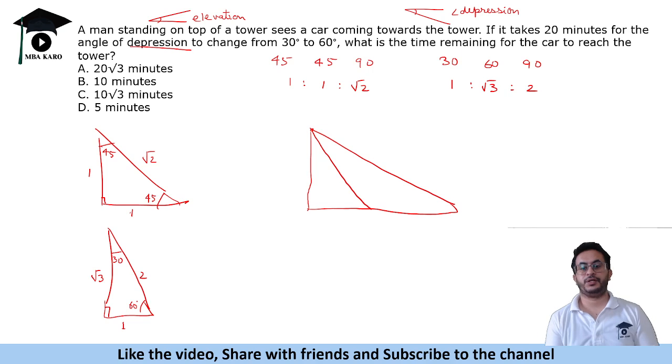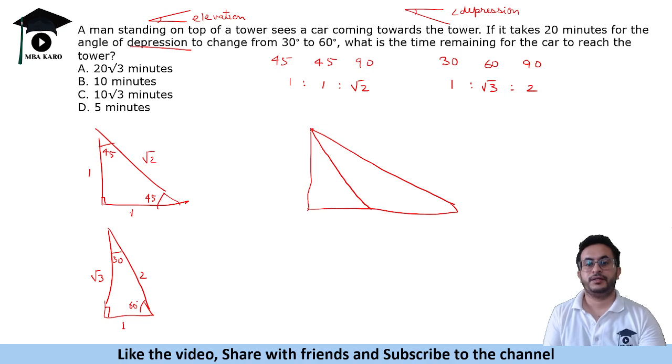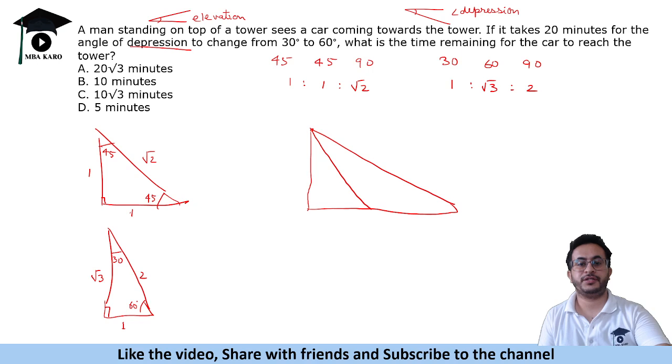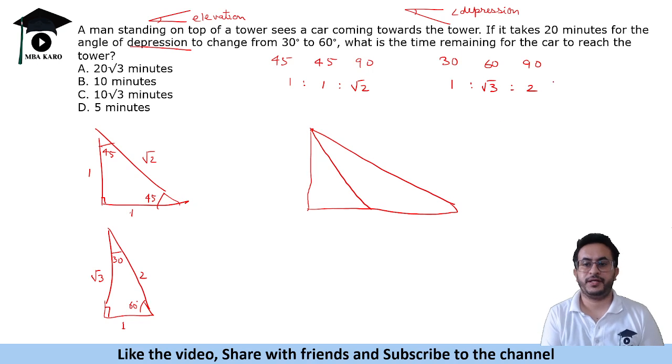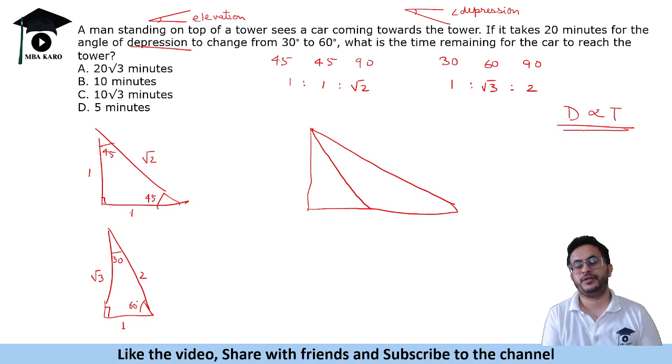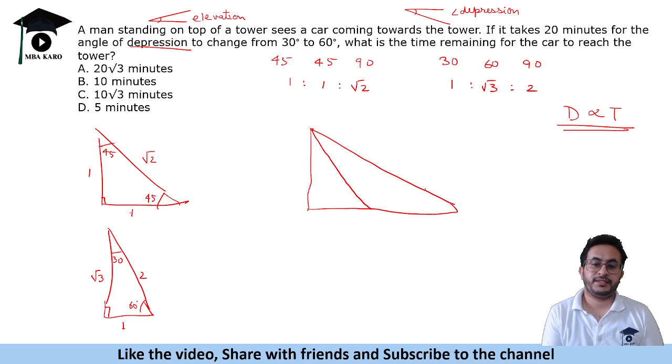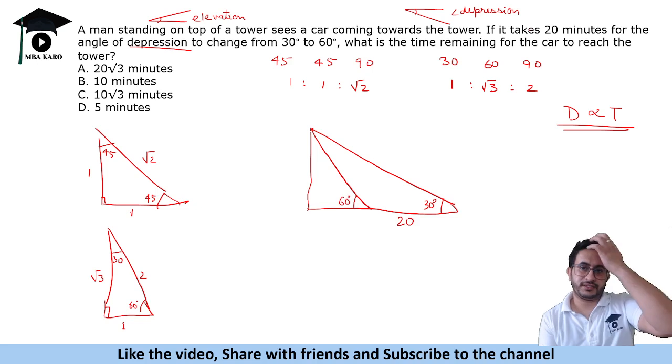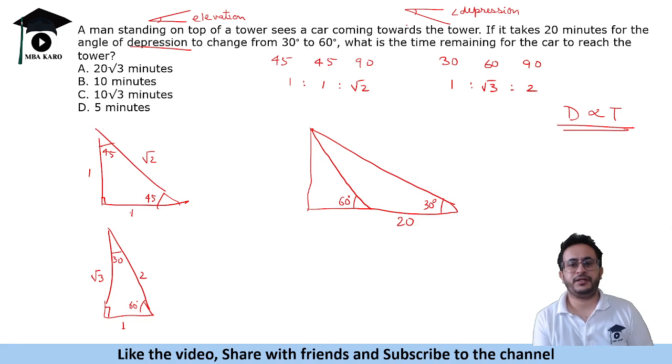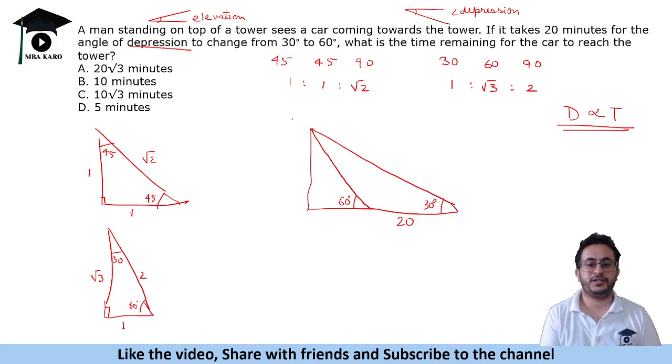Okay, so it says that it takes 20 minutes for the angle of depression to change from 30 to 60 degrees, right? So see, the speed is constant, so the distance is directly proportional to time; that is the property we shall use. So let's say this is 20 minutes, this is 30 degrees and this is 60 degrees. When he first watches, the car is at 30 degrees and then it becomes 60 degrees. We need to find the time remaining for the car to reach the tower, so how much time it will take from this point to this point.